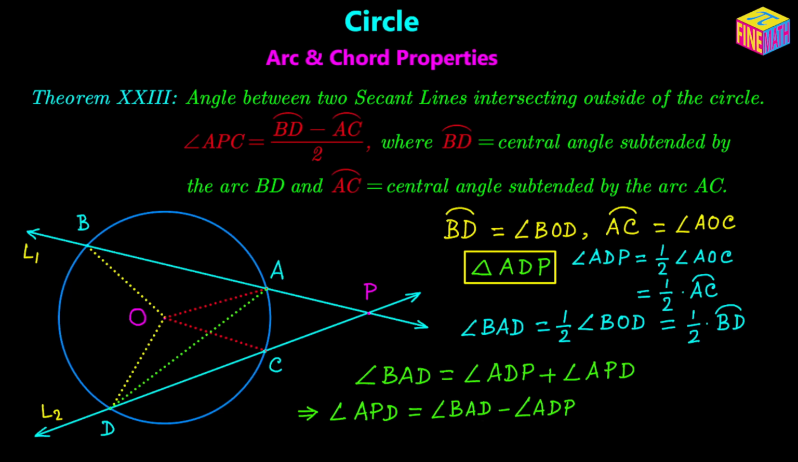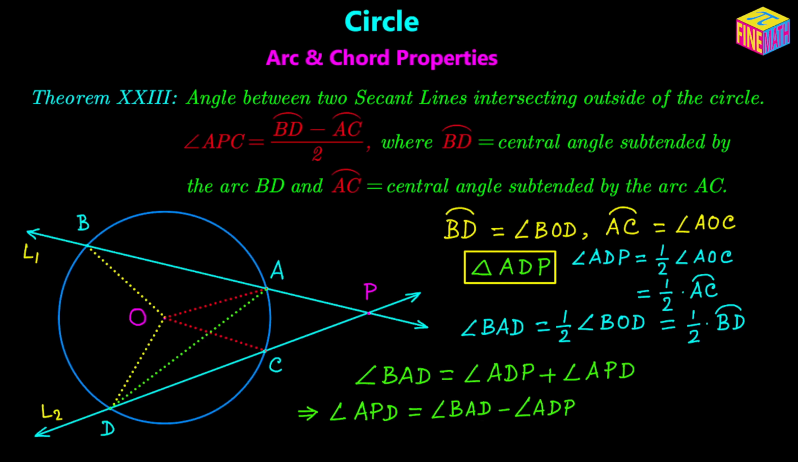And from here we can say that angle APD, which is also the same as the angle APC, according to the theorem we have to find the value of the angle APC, but here I have noted APD because we are talking about the triangle ADP. So I have noted it as angle APD. So angle APD will be equal to angle BAD minus angle ADP.